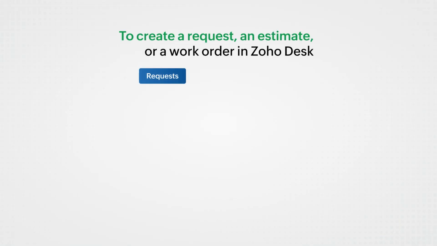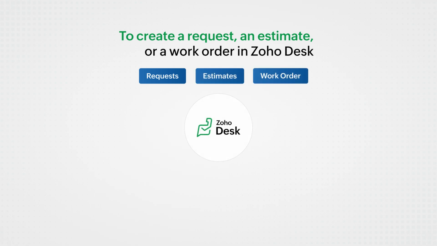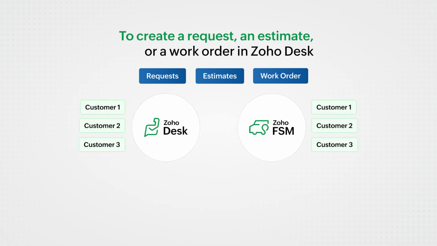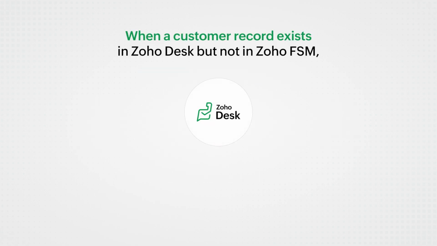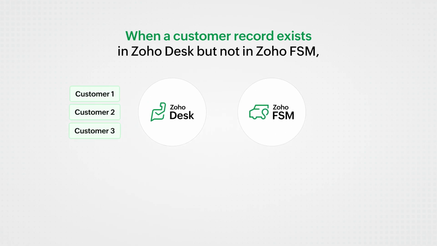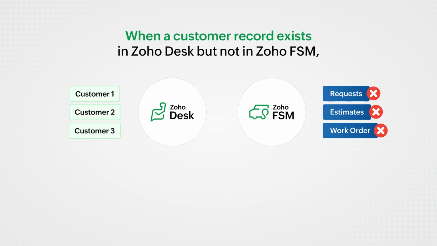To create a request, an estimate or a work order in Zoho Desk, we need to have the same customer data available in both the systems. This can be done by either linking or pushing customer records. Let's understand what linking and pushing mean. When a customer record exists in Zoho Desk but not in Zoho FSM, request, estimate or a work order cannot be created because Desk won't be able to create a record for a customer who does not exist in FSM.